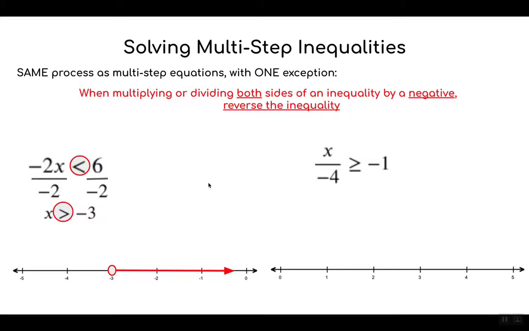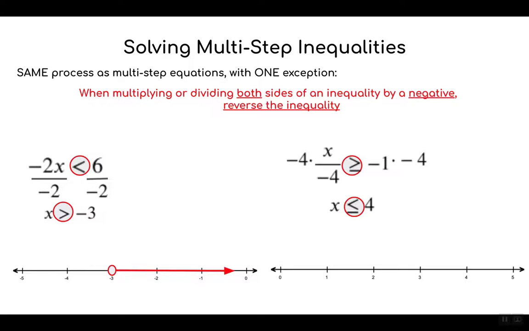Now let's look at another one-step inequality. This is x divided by negative 4 is greater than or equal to negative 1. So we're going to multiply both sides by what? By negative 4. By what kind of 4? Negative 4. And since we're multiplying both sides by a negative 4, our answer becomes x is less than or equal to negative 1 times negative 4, which is positive 4. So we started with a greater than or equal to symbol, we multiplied both sides by a negative 4, and our answer is x is less than or equal to 4.